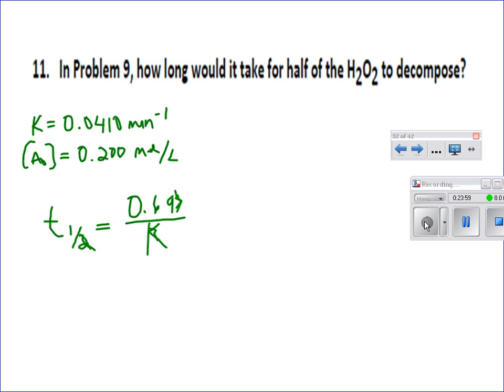And what am I going to get? A time in what unit? In minutes. So plug in 0.0410 in there for me and tell me what you get for minutes. Just 3 sig figs. Tell me one more time. 16.9.